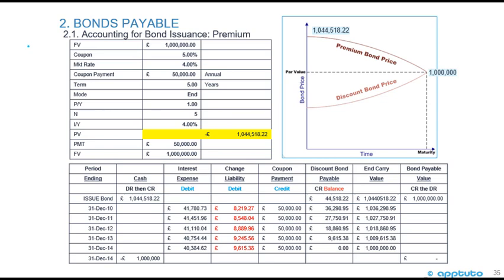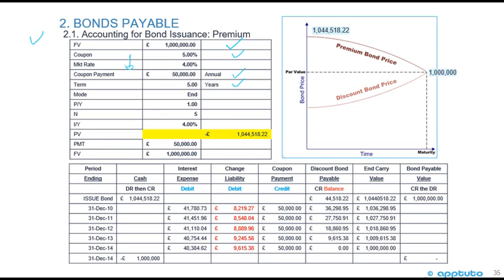So now we're going to look at the accounting for a bond that's issued at a premium. The bond has a face value of £1 million. The coupon rate is 5%, so the annual coupon payment is $50,000. It's for 5 years and it's annual pay. But in this case, the market rate has gone down to 4%.